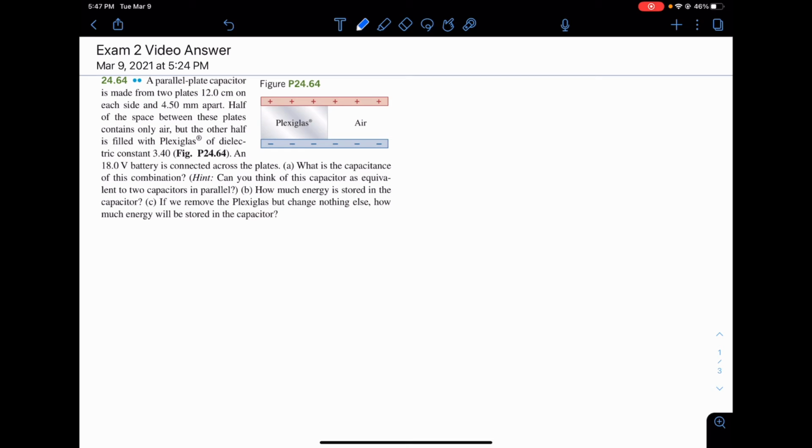Okay, so for part C, it's kind of putting it all together. It's saying that we remove the plexiglass, but don't change anything else. What will now be the energy of the capacitor? So without the plexiglass, we're no longer split in two, so we now just have one value for capacitance. So we have to use our general capacitance equation again, epsilon naught times the area over D. Everything is basically going to be the same, except we are only going to be using the total area. So epsilon naught remains at 8.85 times 10 to the minus 12.